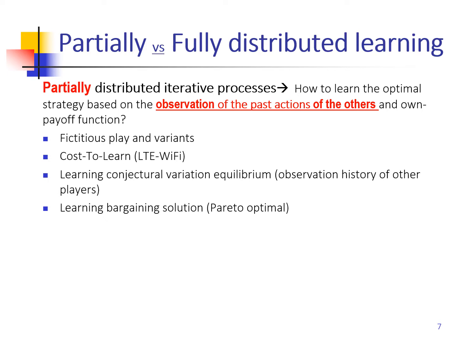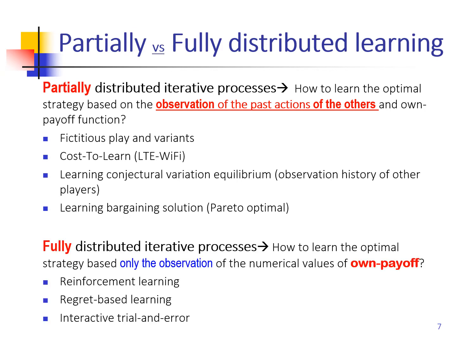Okay, so under this definition, we have a number of learning techniques. One of them is called fictitious play and its variants. Another one is called Q-learning. There's also learning conjectural variation equilibrium, and also Nash bargaining solutions fall under this category, right?